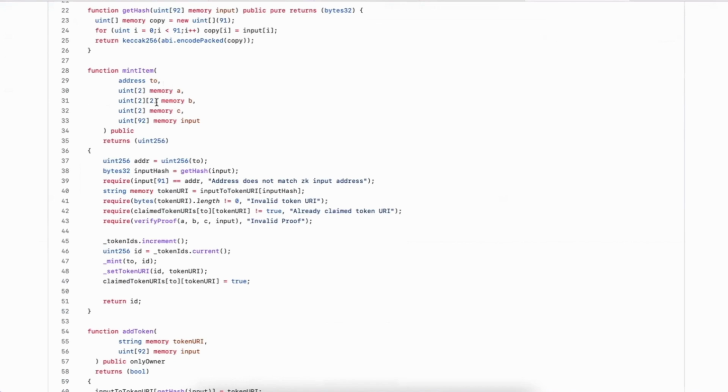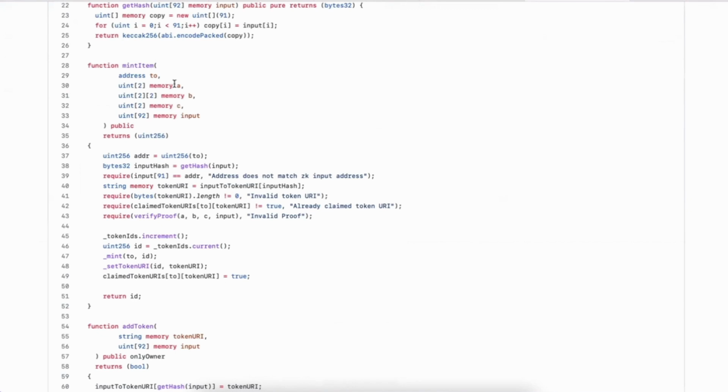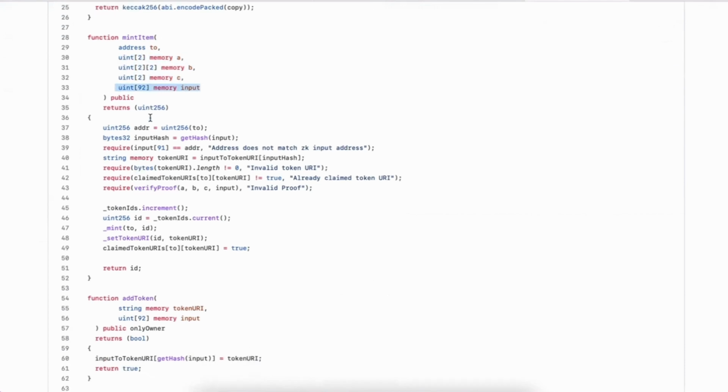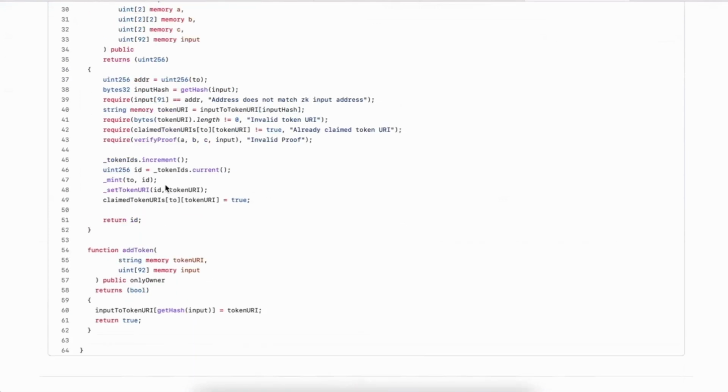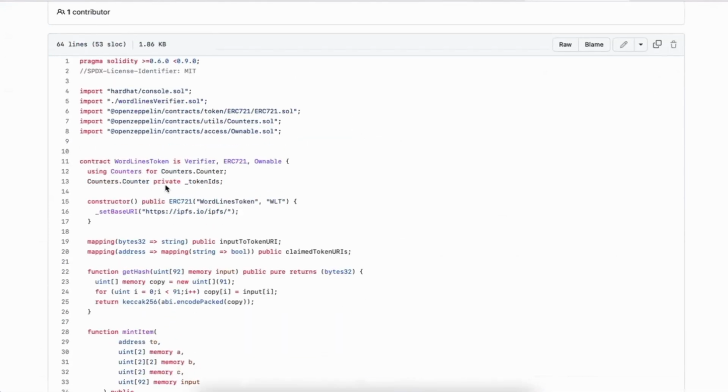So maybe it does make sense to look at the verifier next, or maybe we look at the mint stuff. This mint, right? It's taking your proof, and this is your input. And so there's a matching of the address. Okay, verify proof, right? So that's the main interesting function. And verify proof is probably in verifier, yeah?